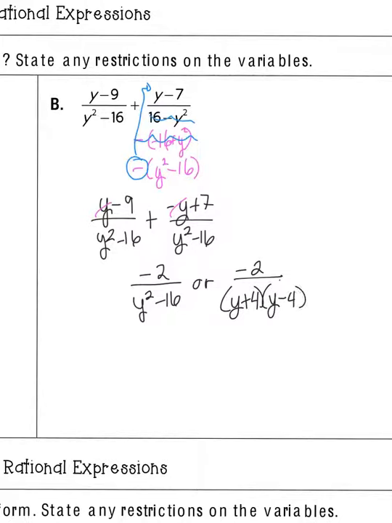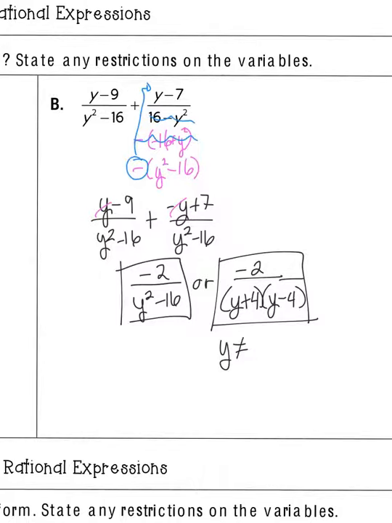So this one actually didn't necessitate us to factor and find an LCM, because once you move the negative, they were both the same denominator. Now we do still have to find restrictions, and so if I look at the factored form, y cannot equal negative 4 or positive 4. So positive or negative 4.